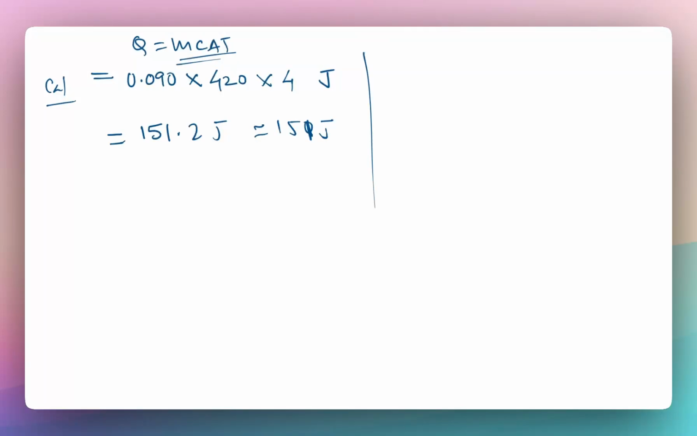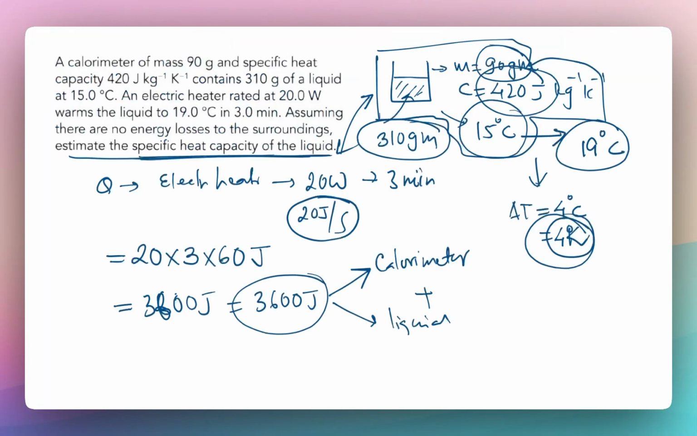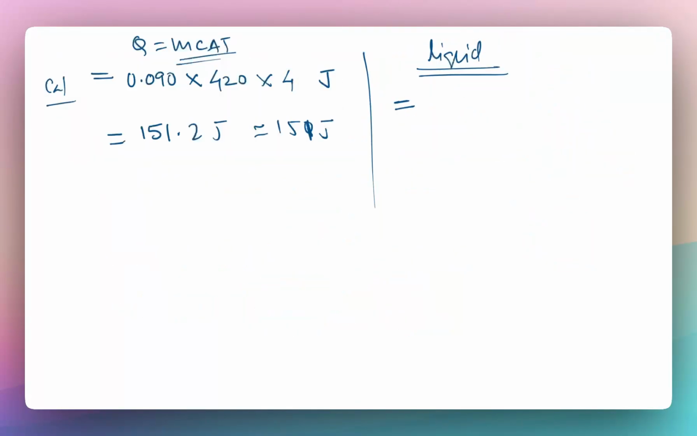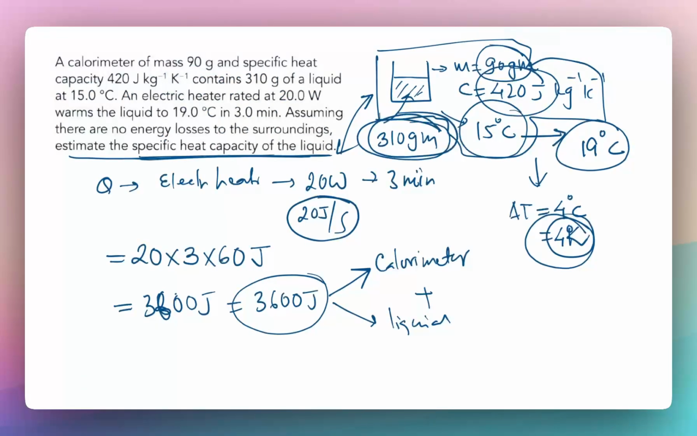Okay. Now, how much heat will be consumed by the liquid? The liquid will also consume the heat given by the heater, and that is going to be equal to the mass of the liquid, which is given as 310 grams. That is going to be 0.310 kilograms, right? And the specific heat capacity of this liquid, that is what we intend to find, Cl, multiplied by the change in temperature, which is 4 Kelvin. So this much heat will be consumed by this liquid, and the sum of these two will be equal to 3600 joules, which is provided by the heater.